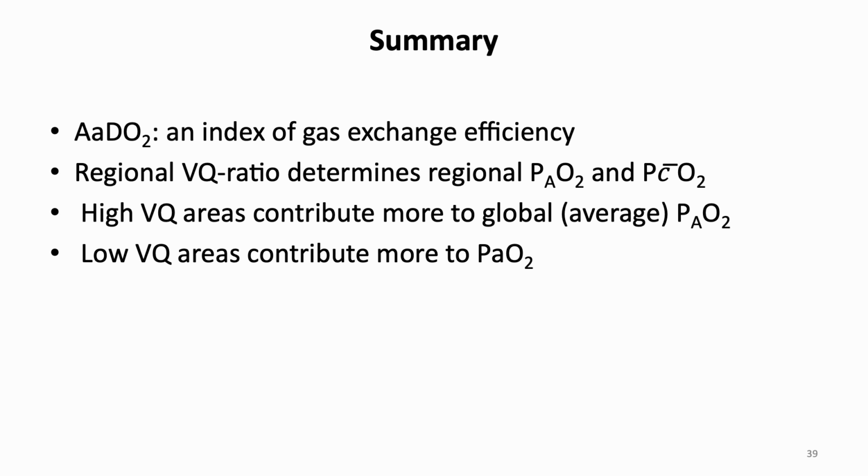So we have high VQ ratios, which increase the alveolar oxygen tension, and low VQ ratios, which decrease the arterial oxygen tension. And thus, the presence of high and low VQ areas in the lungs impairs gas exchange. And this small AaDO2 in the healthy state reflects this. It reflects that gas exchange is not perfect because of this uneven distribution of ventilation and perfusion, because of the impact of gravity on the two.